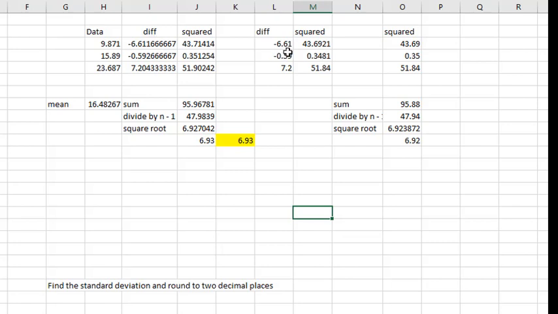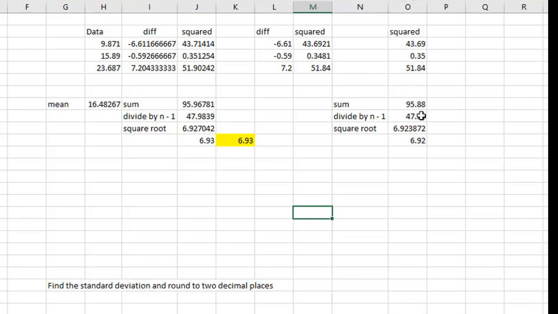Now, I've taken these same differences, and you can see right here what I've done is I've rounded to two decimal places, negative 6.61, negative 0.59, 7.2, all rounded to two decimal places in the middle of calculation. Then I've taken these values, squared them, and I'm just going to assume that since you've been rounding to decimal places, you'll do it again. So here I've taken these squared values and rounded them again. Then I've taken the sum, divided by n minus 1, which is 2, found the square root, and rounded to two decimal places. And you can see you're going to get a slightly different answer, 6.92, so this would not score correctly.